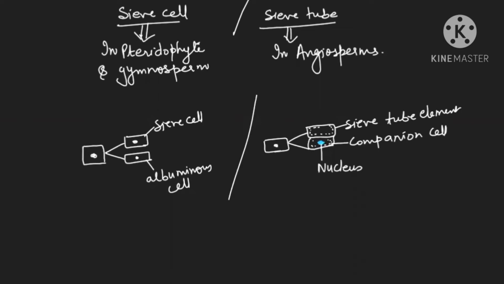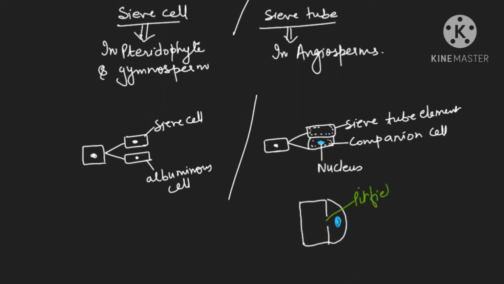Now let me draw once again, check the diagram, I'll draw it here. This is your one sieve tube cell and this is your companion cell, okay? So in between them, you will be finding here, check my diagram carefully. This is the nucleus, okay? And this labeling I will do as pit field connection.